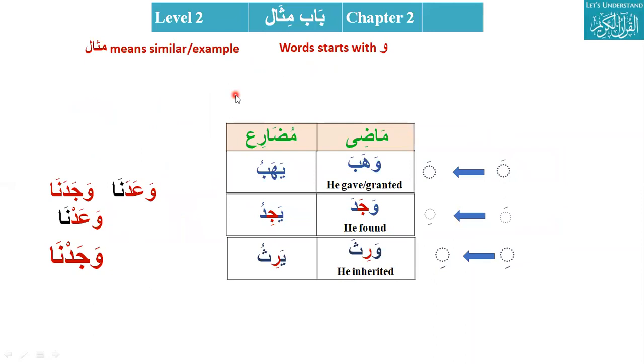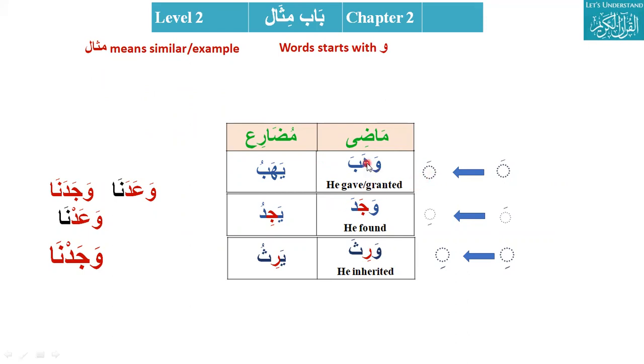Then we have started level 2, Bab Misal. Misal means same, similar. In this chapter, all words start with a similar letter, and that is waw. And there are three cases.